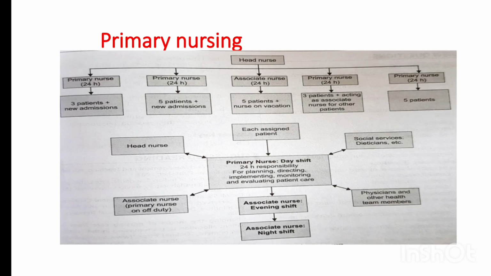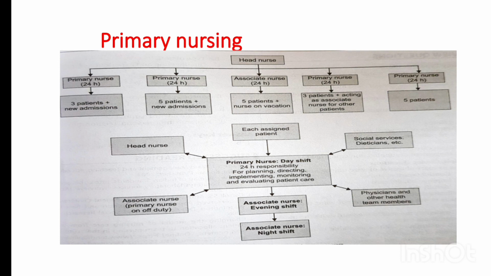I think it's clear. These are all the different methods of organizing patient care, or modes of organization of patient care delivery system. So you study this. It may be asked as a single one-mark question, or it may be asked as an essay.